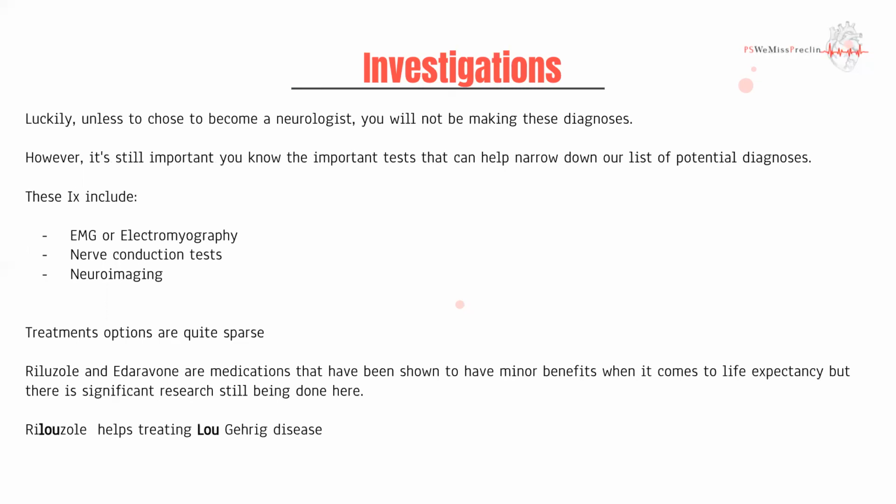As far as treatment options are concerned, they're quite sparse. As I mentioned, the average survival after diagnosis is only 27 months. We have 2 current medications that have been shown to have minor benefits when it comes to life expectancy. These are called Edravone, I think I mispronounced that, but that's okay, and Riluzole. The way to remember it is it has Lou in it, and Riluzole helps treat Lou Gehrig's disease. It's a bit of a stretch, but I hope that helps.